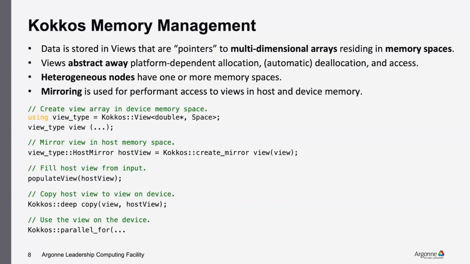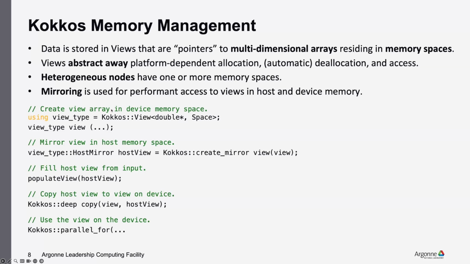Now for Kokkos memory management, just to cover a little bit more on that, I went through it super briefly earlier. Data is stored in views, which are pointers to multidimensional arrays residing in different memory spaces. The views abstract away platform-dependent allocation, deallocation, and access. So you're never having to do a cudaMalloc. You're just using Kokkos views. On heterogeneous nodes, such as the ones on Polaris and Aurora, there are different memory spaces for the GPU and the CPU. And the recommended thing here is mirroring for performant accesses across views in host and device memory. So I'll cover what mirroring is, just to give you a basic idea. If you're familiar with any GPU programming, this is going to look pretty familiar. This is just the Kokkos version of that.